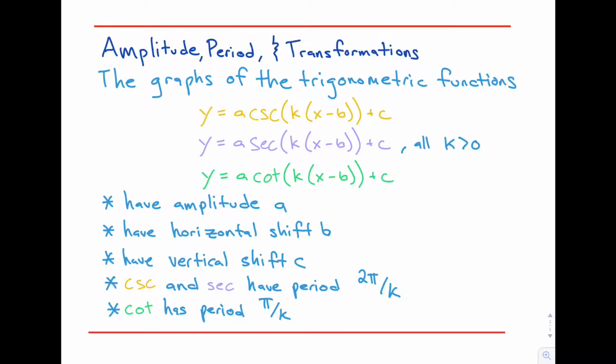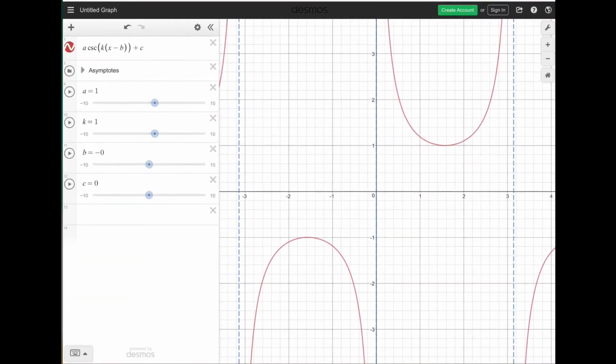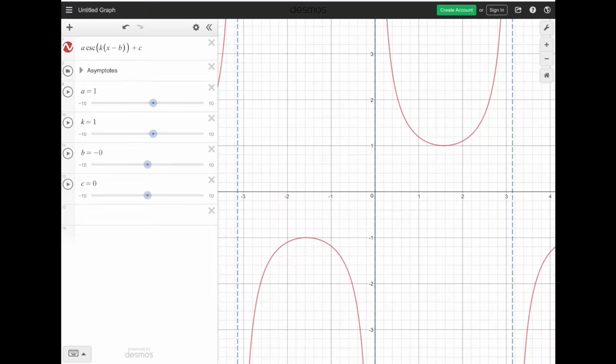So now with this, so we can see it, I will slide over, and I've graphed cosecant with our general form in Desmos. Now I've also done all of the asymptotes, so you can see the blue dashed lines are the asymptotes at 0, negative pi, pi, etc. for the graph of cosecant.